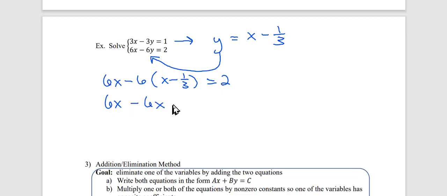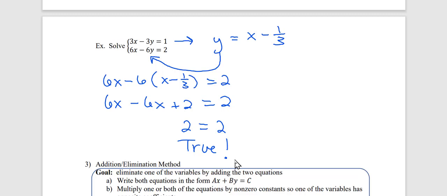6x minus 6x plus 2 equals 2. That simplifies and gives us 2 equals 2. Sometimes at this point students will say, oh, x equals 2 and y equals 2 because I have 2 equals 2. No, there's nothing there that says x equals 2 or y equals 2. All this tells us is that we have a true statement.